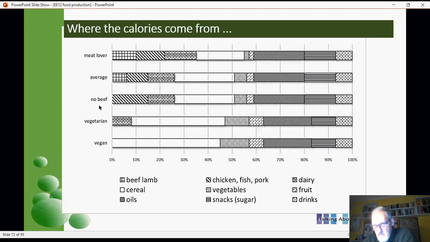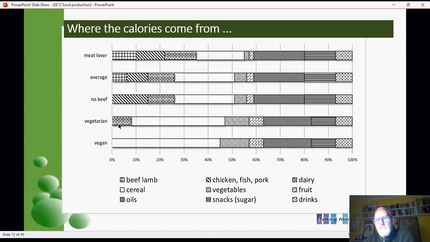Someone who is not eating beef, okay, but if you notice, this part of the graph is relatively stable across everyone, from vegans to the meat lovers. There's not a big change here. Vegans, vegetarians, you're eating a bit more fruit, and of course the vegetables take up a bit more space. And as we move towards vegetarianism and veganism, we have more space dedicated to cereals. But the point is that about 35% of the calories in a meat lover's diet are coming from animal sources.